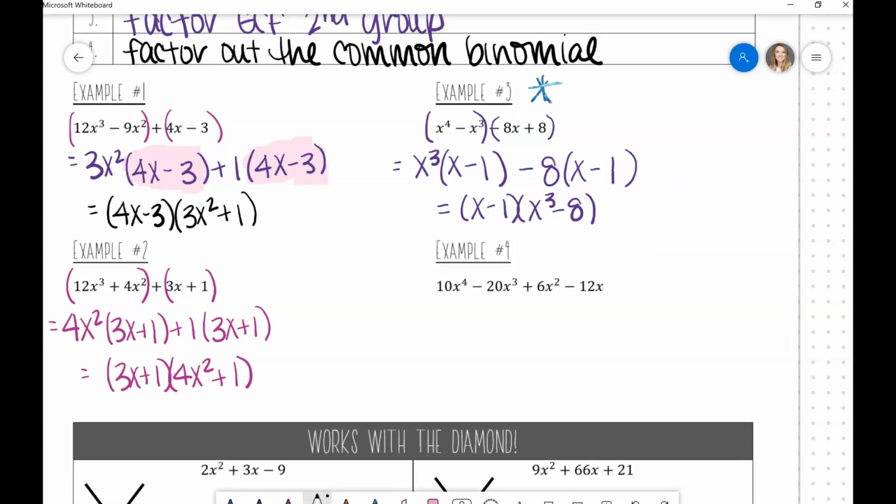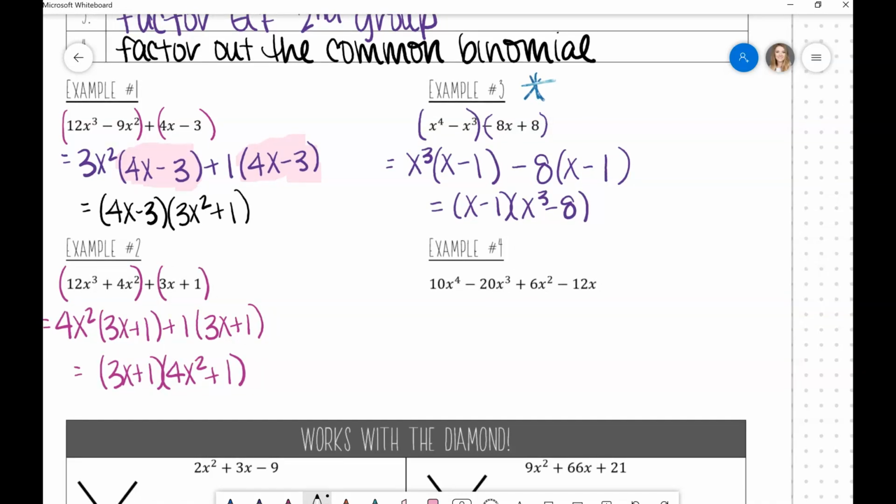Okay, so with our last one, you can see that every single term has a greatest common factor. So you could try and pull something out of all of them right away, and notice that you could take out a 2x. We would be left with a 5x cubed minus 10x squared plus 3x and then minus 6. Now we can ignore that 2x, but apply the factor by grouping on the inside.